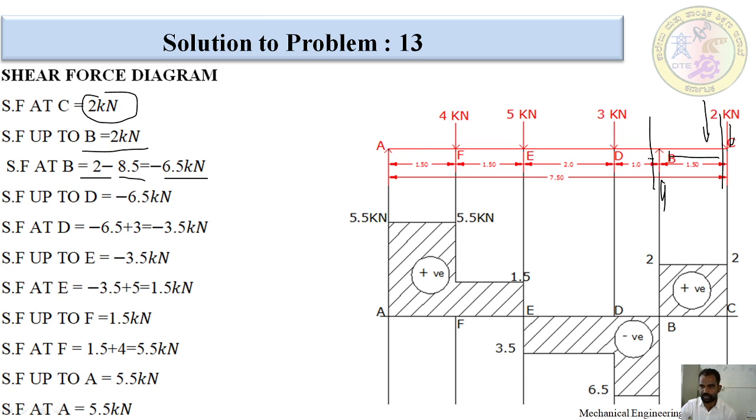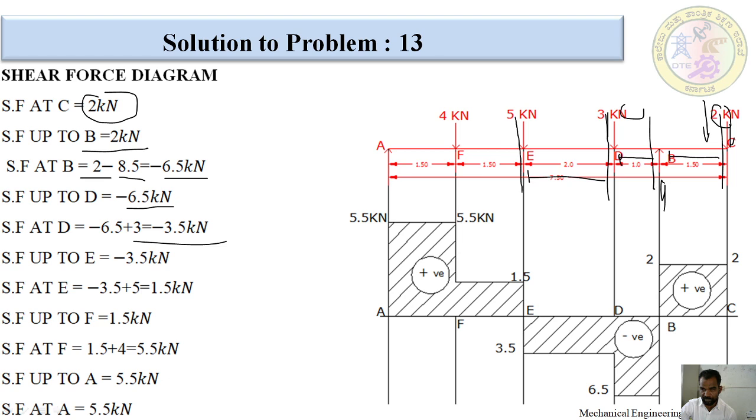After that, up to D point, we are having same load. How much? Negative 6.5 kilonewton. This is the value. At D point, I am going to take section here. From right to the section, upward force is taken as negative, downward force is taken as positive. These are positive, 2 into 3 positive, 2 into 3 positive. Up to here we had negative 6.5 plus this value 3. How much will we get? Negative 3.5 kilonewton.